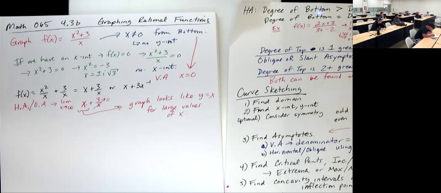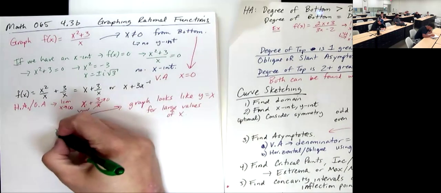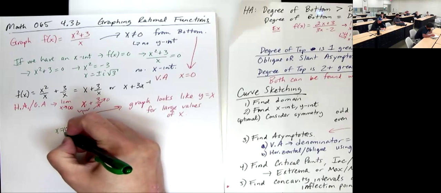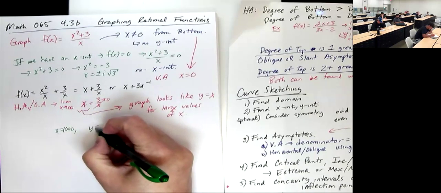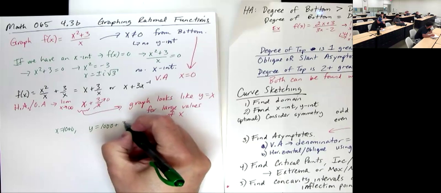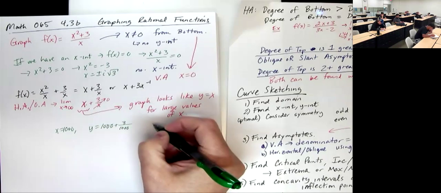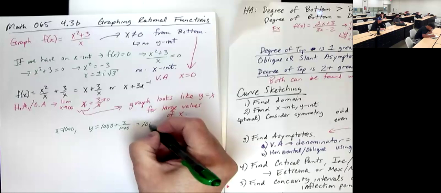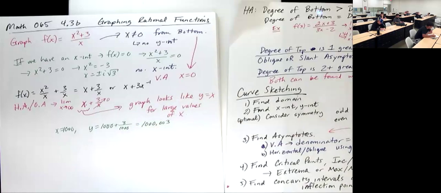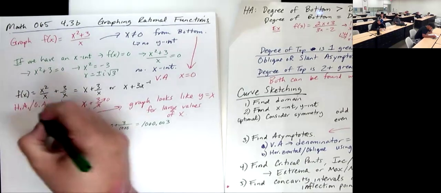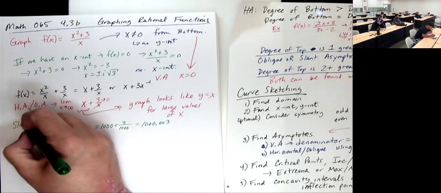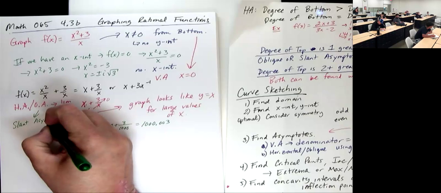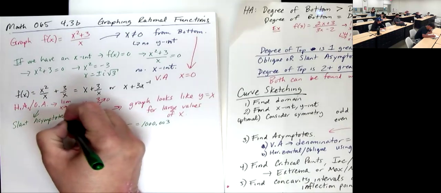For example, if x equals 1000, y equals 1000 plus 3 over 1000. What is that, 1000.003? It looks like y equals x at that point. So we have an oblique asymptote, we also call those slant asymptotes, because that's what's gonna happen.